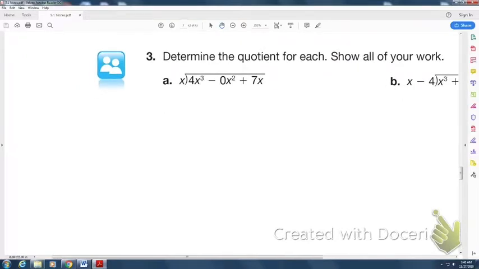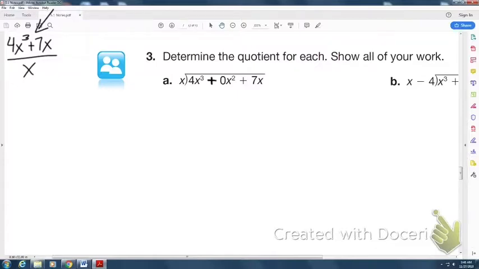So let's look at one that has a 0 in there already. Now, if you were given this problem, it would normally be given to you like this, and you would need to know that you need to put that 0x squared in there. Now, the problem on here has minus 0x squared. Change that to plus. Whenever you put a placeholder in there, don't put a negative. There's no reason for it to be minus.